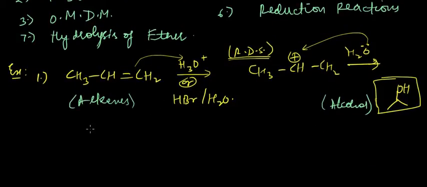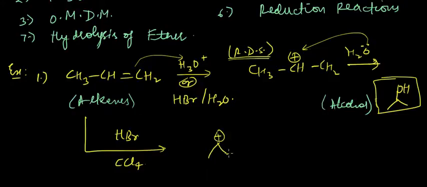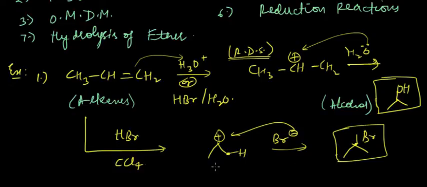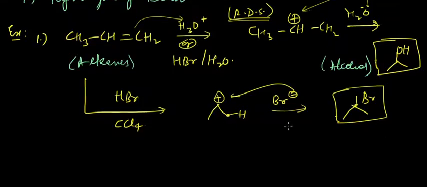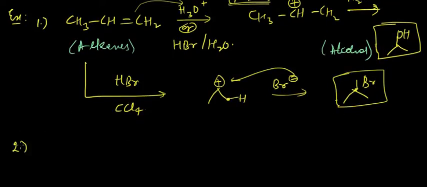So what happens when we react this alkene with HBr in presence of CCl4? We'll get something like, again, a positive charge with hydrogen attached on this carbon atom, and then Br minus will attack on this carbocation and add itself to the carbocation, and a halide would be formed. Rather, alkyl halide.